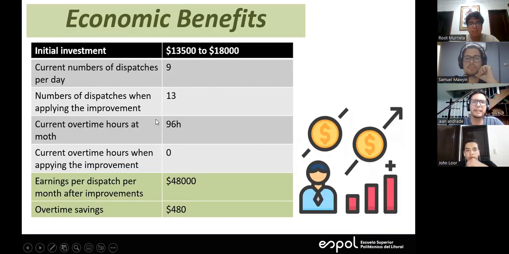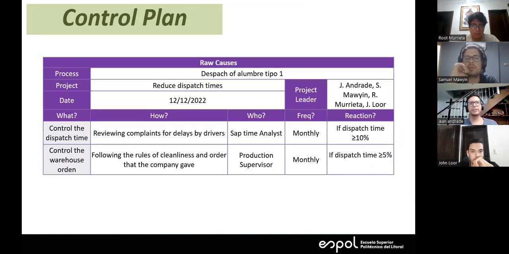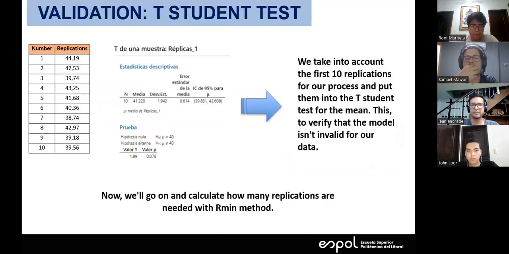Here we can see the economic benefits, centered on the earning per dispatch per month, which is $48,000. Another saving is from the overtime we can save. Now for the control plan, the root causes are controlling the dispatch time and controlling the warehouse order. How can we react to that? If the dispatch time increases by 10% or 5%.